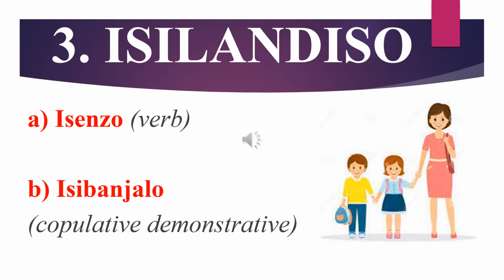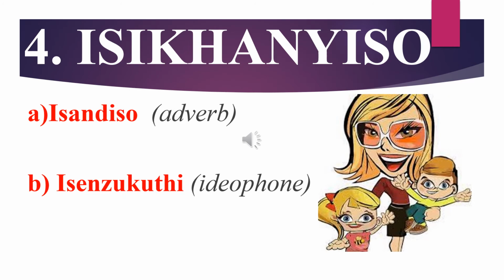The third sibling has 2 kids and we call her Isilandiso. Isilandiso, the first child is called Isenzo, which is a verb. The second child is called Isibanjalo, which we call copulative demonstrative. The fourth sibling has 2 kids. Her name is Isikhanyiso. Isikhanyiso, her first child is Isandiso, which we call adverb, and the next child is Isenzukuthi, which we call idiophone.